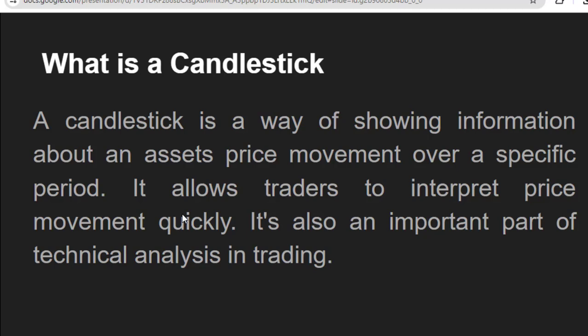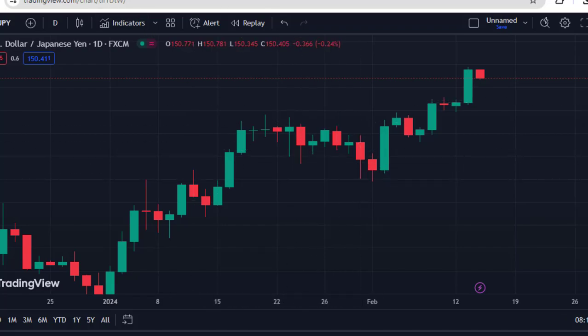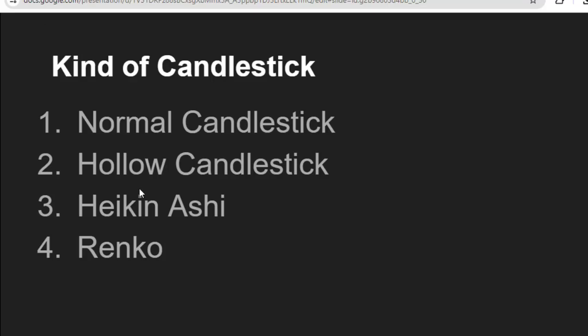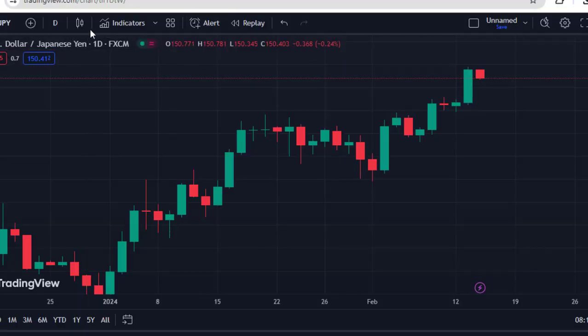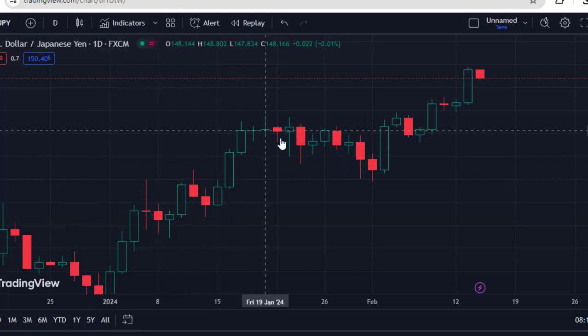So candlestick is a way that we show information on our chart about a particular asset and its movement over a period of time. And we have different kinds of candlestick in the market. We have the normal candlestick, which is the one you are seeing on the chart right here, and we have the hollow candlestick, which has holes. If you come here to where you see candle, you click on it, and then you click on these hollow candles, you see it forms holes.